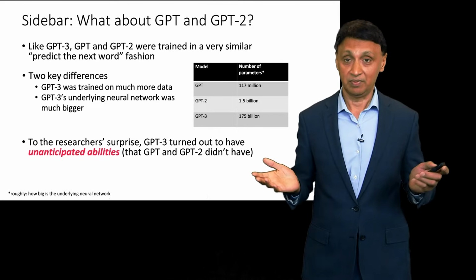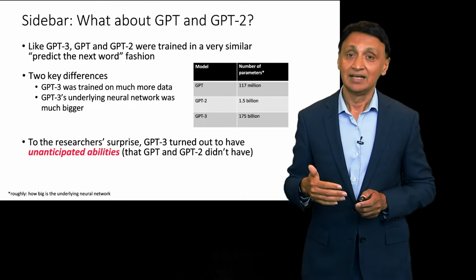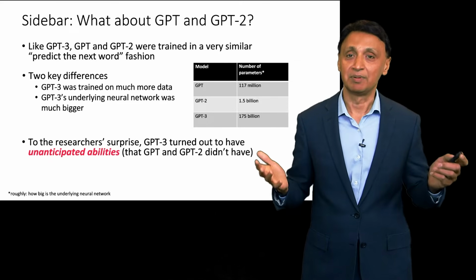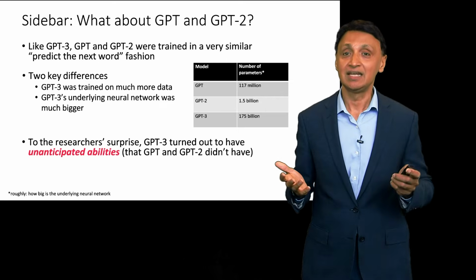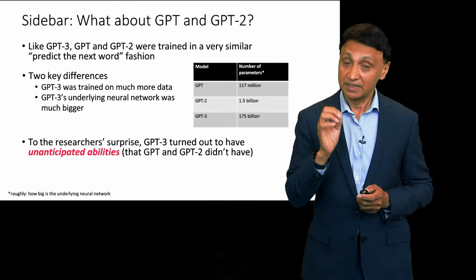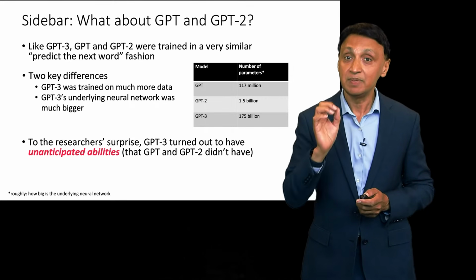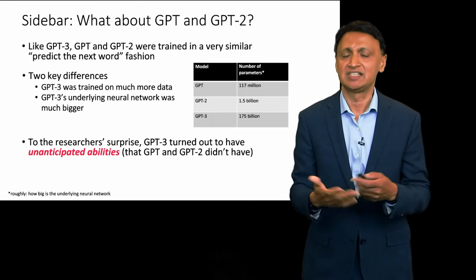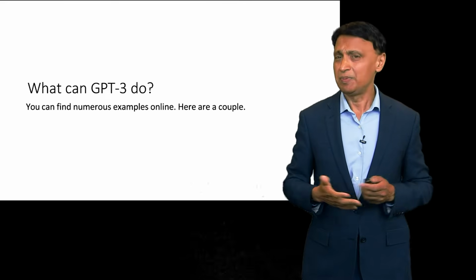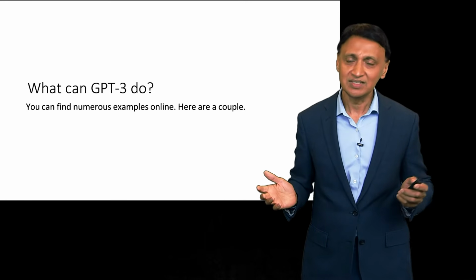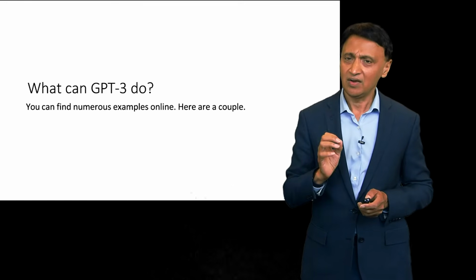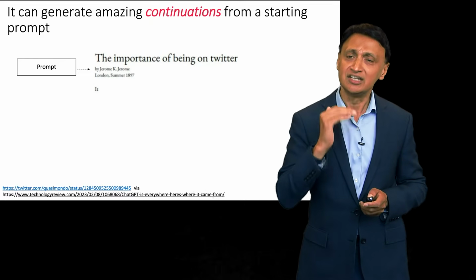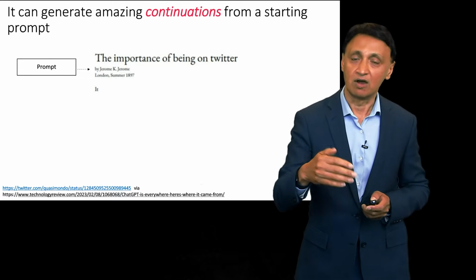And to the researchers' surprise, when they built GPT-3, it turned out to have unanticipated, or as some call them, emergent capabilities that weren't really foreseen by the folks who built it. Particularly important here is that GPT and GPT-2 didn't have these capabilities, even though they were trained in much the same fashion. Now, GPT-3 can do lots of very interesting things. You can find numerous examples online, but here are a couple. It is really good at doing continuations of whatever prompt you give it.